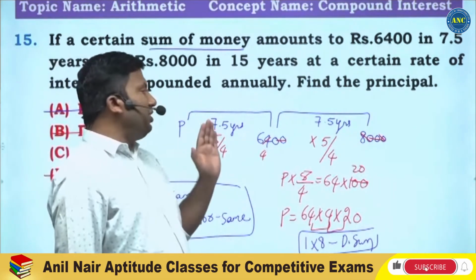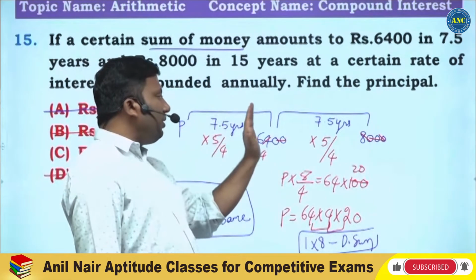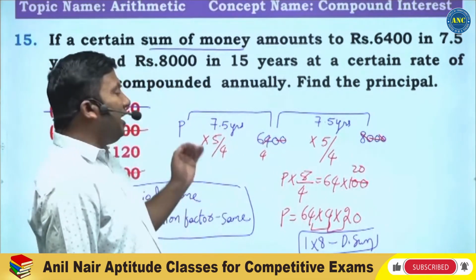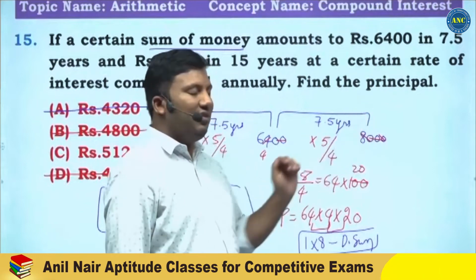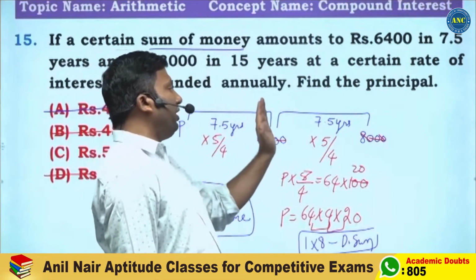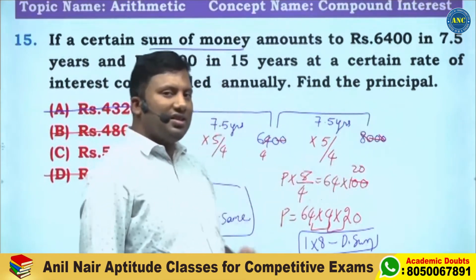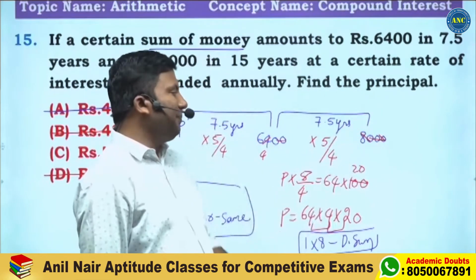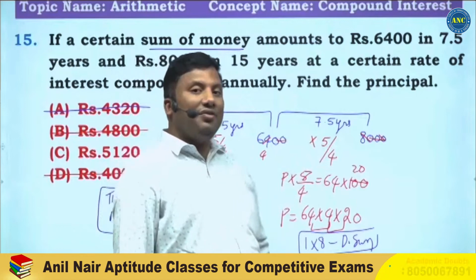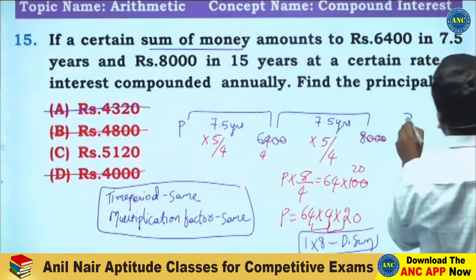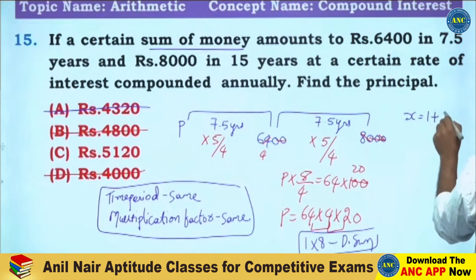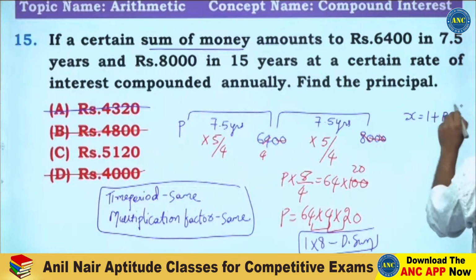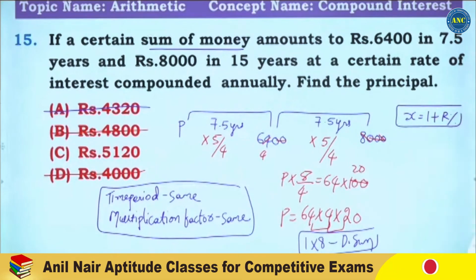6,000. The catch in this question is that after 7.5 years it is given, and after 15 years it is given. So if this is 7.5, this also will be another 7.5. 6,400 is becoming 8,000. The scaling factor, I told you in the previous session, is x. X is given by 1 plus r percentage.